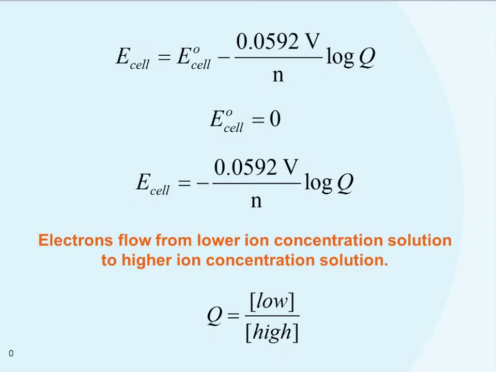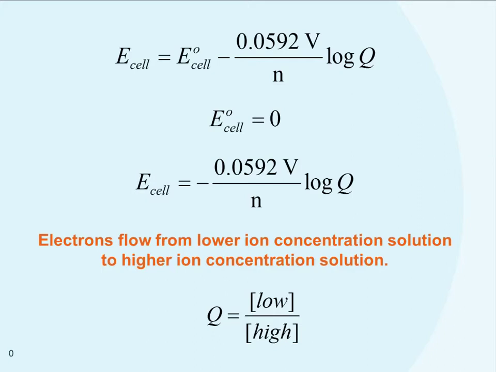Here we're looking at the same equation we were using earlier. We have E cell equals E naught of cell minus 0.0592 volts over n times the log of Q. And we use this the same way that we did for our other cell. Only now our E naught of cell is going to be equal to 0 because our reduction and oxidation reactions are the same, so really the only thing we have to worry about is that second term. Now the value of n is going to be pretty easy to figure out because if I'm looking at the same process for the oxidation and the reduction, then my n is just going to be the number of electrons. There's really no balancing involved there.